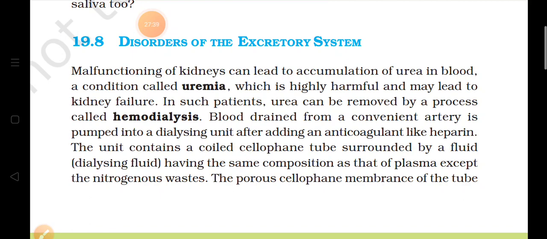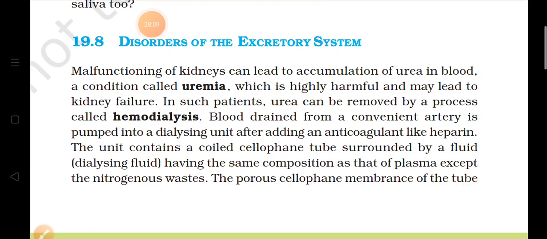And in such patients, what is done? Urea is removed by the process known as hemodialysis. How is hemodialysis done? Blood is drained from a convenient artery. Now it is pumped through a dialyzing unit. After drawing it out of the body, the blood may get coagulated and form a clot. So what is added? An anticoagulant is added, and an example is given here: heparin.